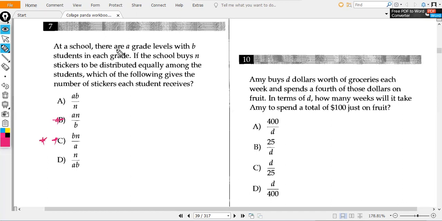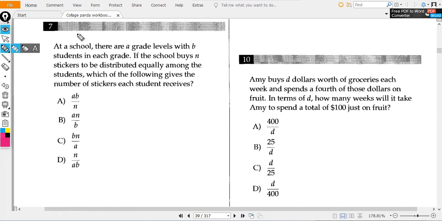At a school, there are A grade levels with B students in each grade. If the school buys N stickers to be distributed equally among the students, which of the following gives the number of stickers each student will receive? Actually, here we have a tactic. We call it replace variables with numbers. I recommend you use it when you have a problem like this.